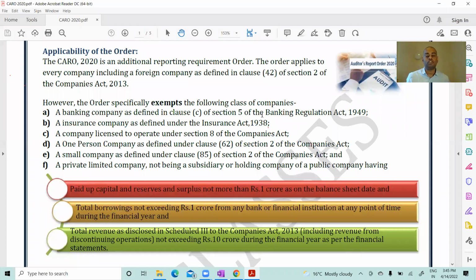Now Chintu gets a doubt. What is the doubt? Can a private limited company be the holding company of a public limited company? Guys, there are two companies, one private company, one public company. Can a private limited company be the holding company of a public limited company? Say yes or no. Obviously, yes, nothing wrong.